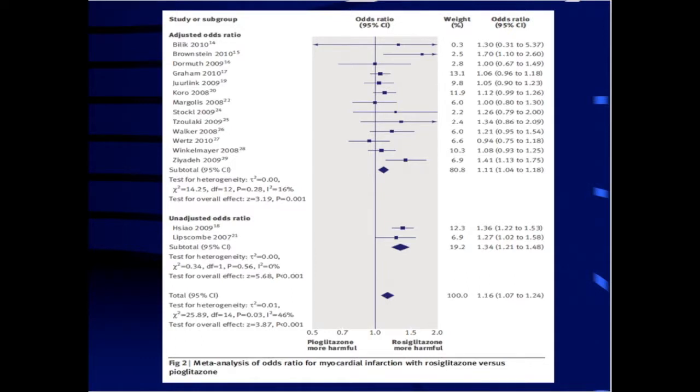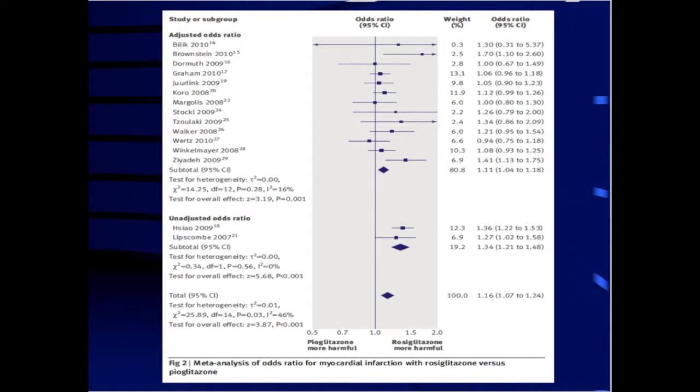So again, this is the example of a meta-analysis of the odds ratio of myocardial infarction with rosiglitazone versus pioglitazone. And we can see the adjusted odds ratio. We see that it has low heterogeneity, with an I-squared of 16%. We can see an overall effect of 1.11 with a 95% confidence interval of 1.04 to 1.18, so 11% greater odds with rosiglitazone causing an MI compared to pioglitazone.